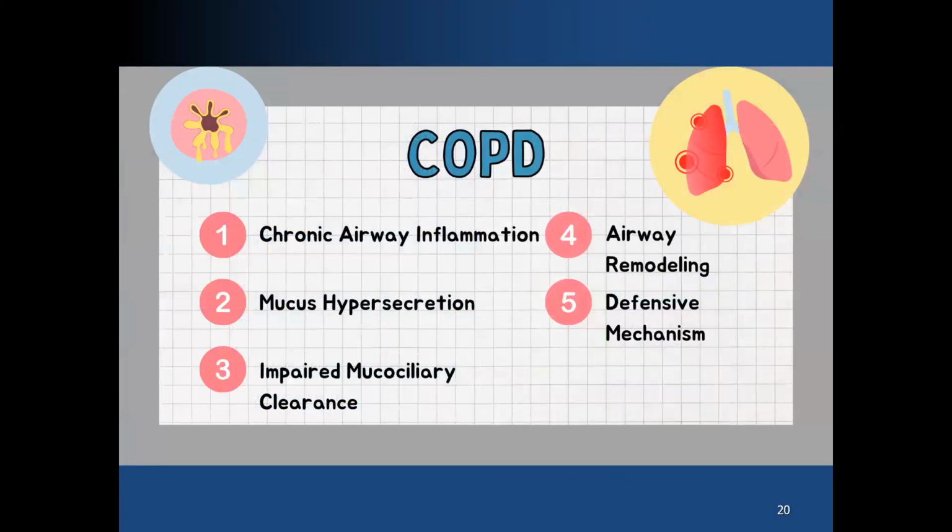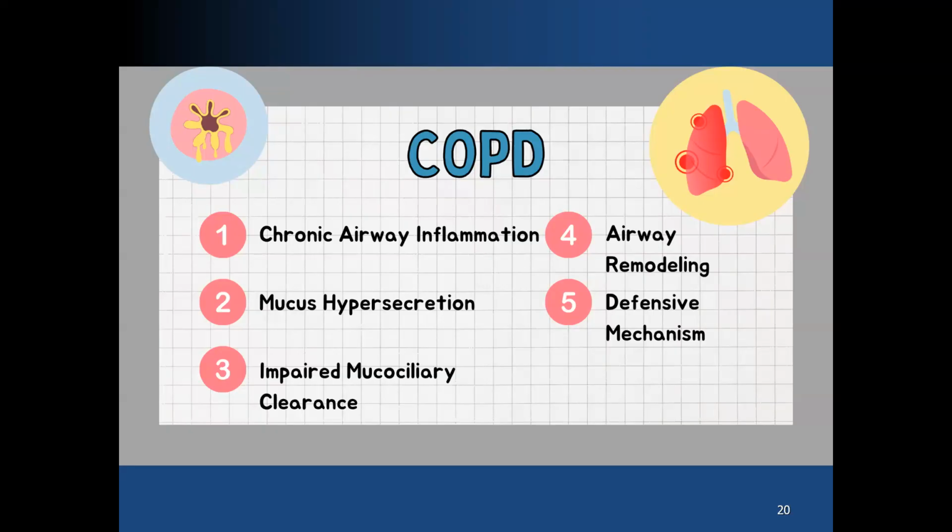COPD causes chronic cough because of persistent inflammation, mucus hypersecretion, and structural airway changes that irritate cough receptors and trap secretions. In COPD, especially with chronic bronchitis, there is long-term inflammation of the bronchi due to exposure to irritants, most often cigarette smoke, but also dust, fumes, or biomass fuels. This inflammation leads to edema, thickening of the airway walls, and increased sensitivity of cough receptors. Even minor irritants trigger the cough reflex.